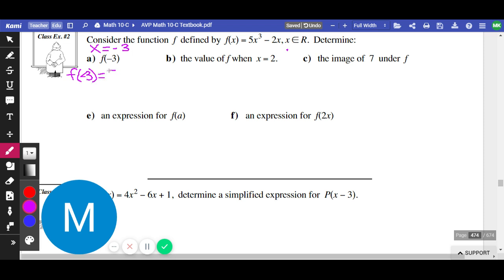You're going to have 5 bracket negative 3 bracket cubed minus 2 bracket negative 3. Use the brackets, okay? They're going to be helpful. Throw that in your calculator. Pardon? What'd you get? Negative 129? Yeah, that sounds about right to me.